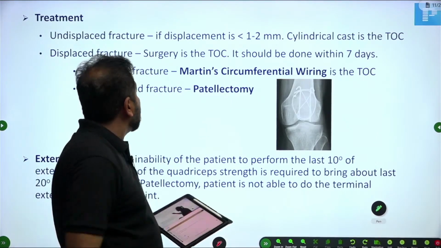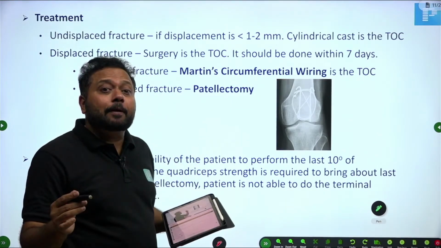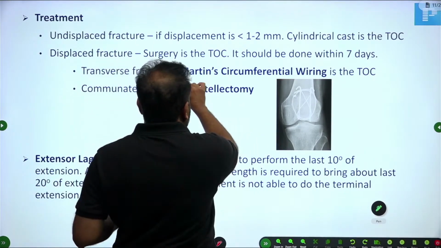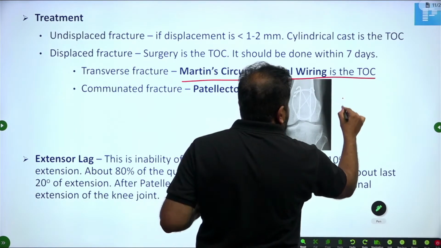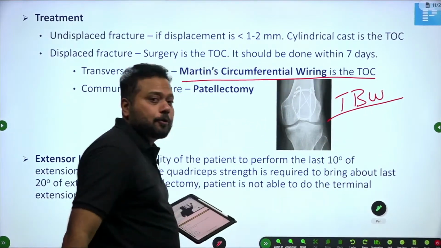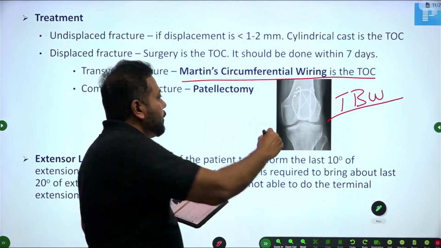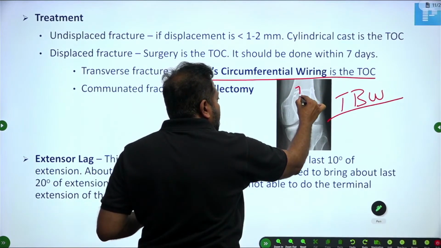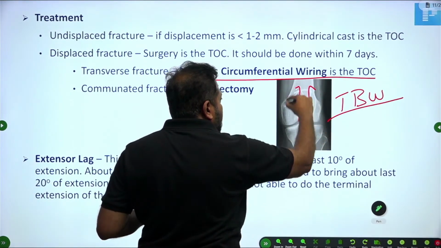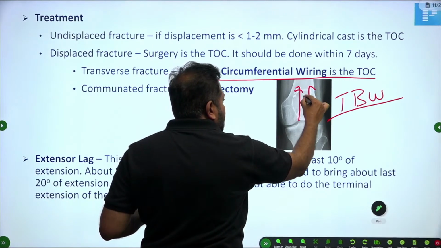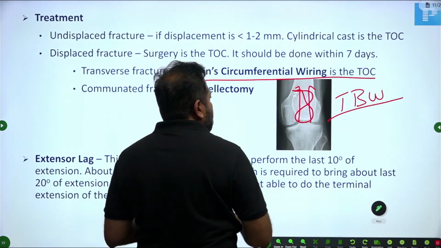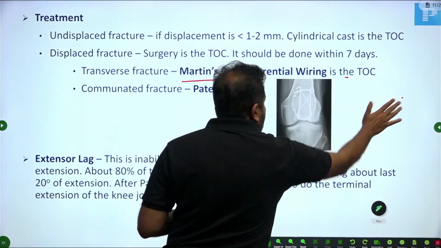Once you have diagnosed an undisplaced fracture patella, the treatment of choice is cylinder cast. If it is a displaced fracture patella, it is called Modified circumferential tension band wiring, TBW. One lakh times repeated MCQ. What is that? You are putting two K wires through the proximal pole of patella through the fracture site into the distal pole, and you are tying that with stainless steel wire in the form of figure of 8. So this is called circumferential tension band wiring.